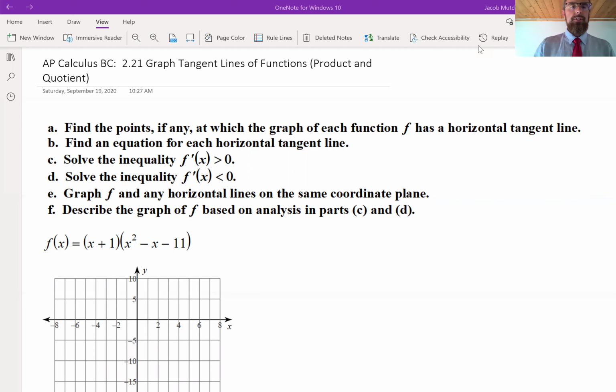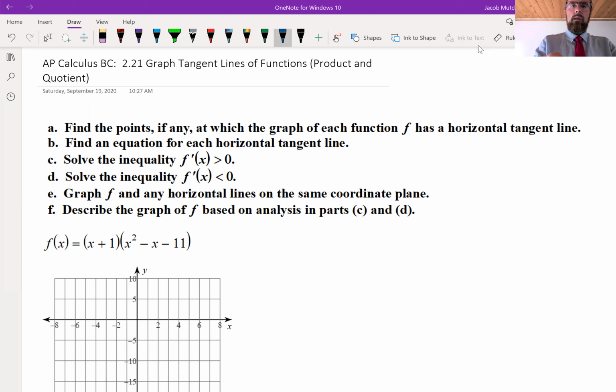So f of x here is this function x plus 1 times x squared minus x minus 11. So I can see that that's a multiplication of two separate functions. And so as I look at it, that just makes me think, I'm going to need the product rule. So before I even start reading, I just want to remember the product rule for differentiation.